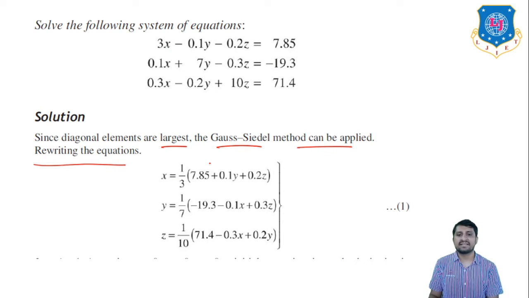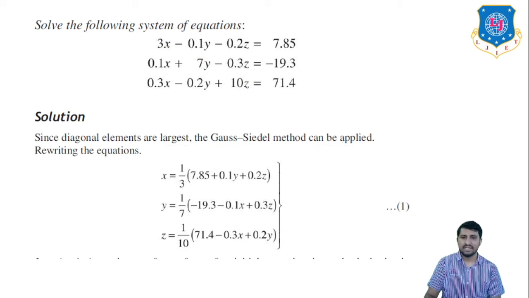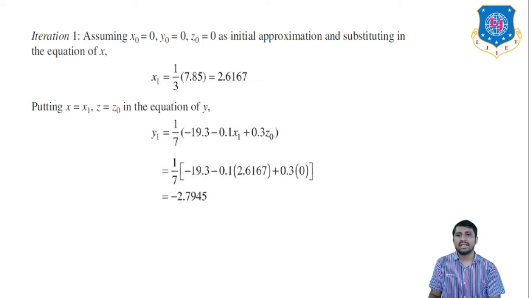Rewriting the equation, the value of x is (7.85 plus 0.1y plus 0.2z) divided by 3. The value of y, you can easily understand. The value of x from the first equation, the value of y from the second equation, and the value of z from the third equation. So 7.85 plus 0.1y plus 0.2z, and here also the value of y and the value of z you can easily calculate.